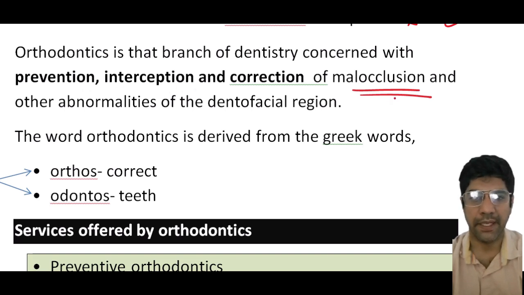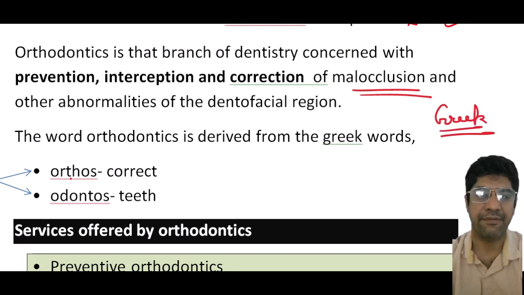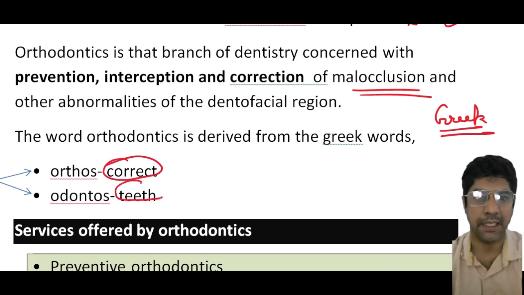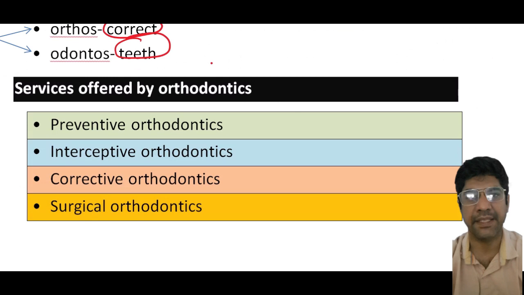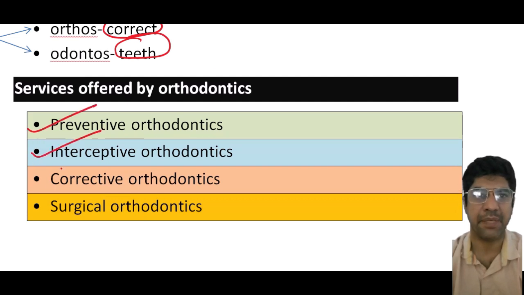The term orthodontics has a Greek origin. It is derived from two words, orthos, which means correct, and odontos, which means teeth. So when you combine these Greek words, orthodontics literally means correcting teeth. Now what are the services offered by orthodontics? Orthodontics offers a range of services aimed at addressing various aspects of dental and facial irregularities. These services are preventive, interceptive, corrective and surgical orthodontics.